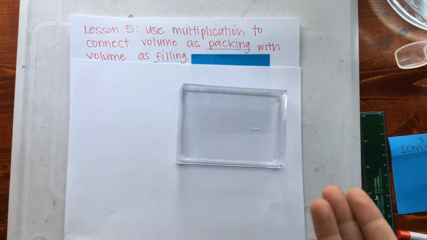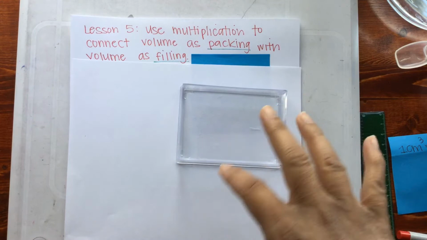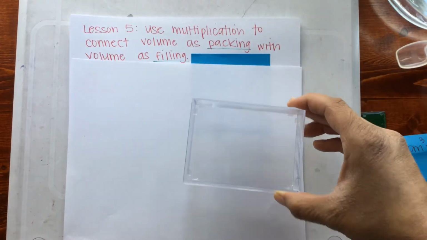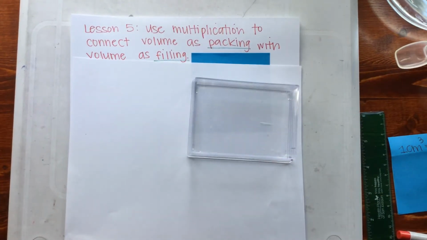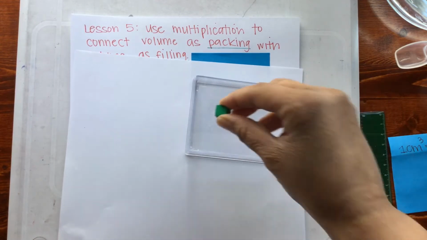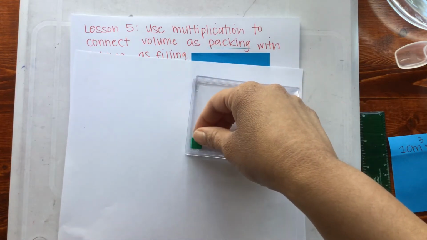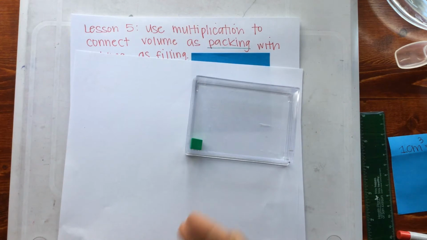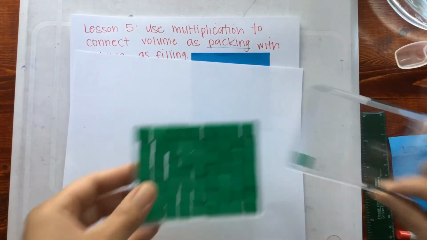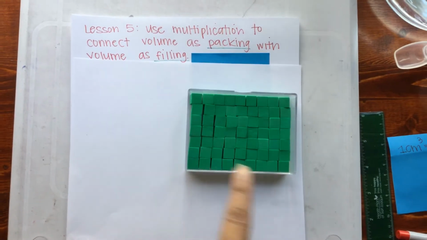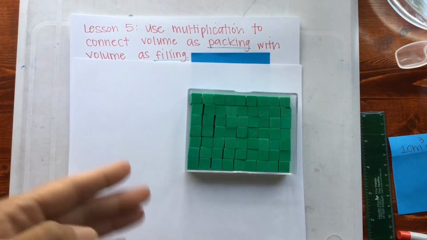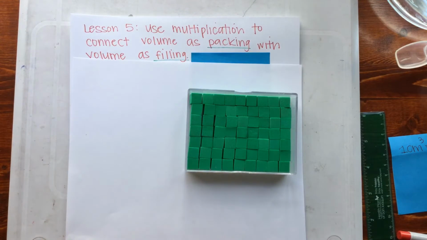So in the first few lessons, we learned that in order to find the volume of this structure, we could pack it with centimeter cubes. So Zearn worked with these little cubes. So that's one way to find the volume. Pack it with centimeter cubes, count how many there are. So here is this structure, and this structure has been packed with those centimeter cubes.